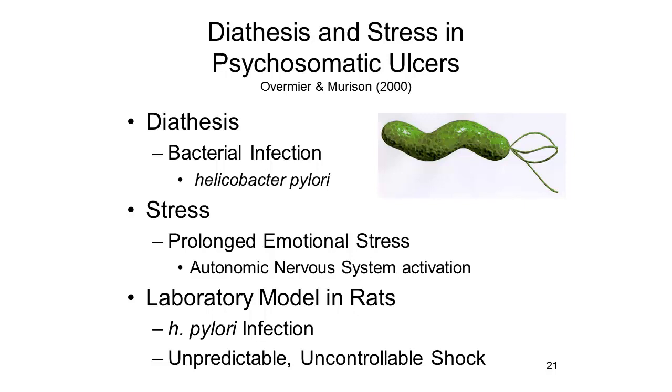infected with H. pylori. So neither H. pylori infection nor stress is by itself the cause of ulcers. It's the interaction of a bacterial infection, H. pylori, and environmental stress, unpredictable and uncontrollable shock in this case. What's true for rats in this laboratory model is probably true for humans as well.